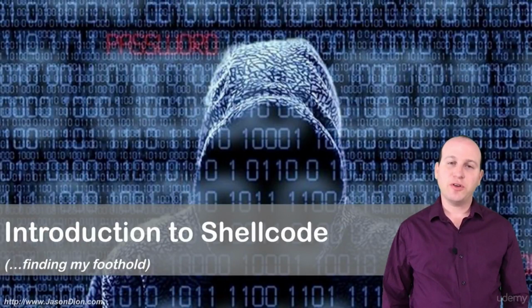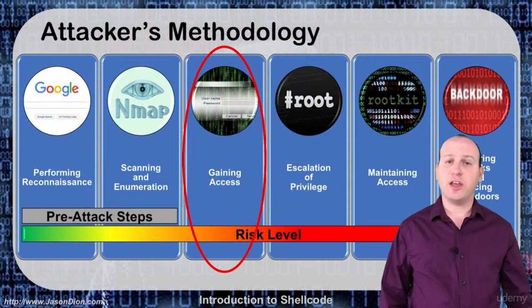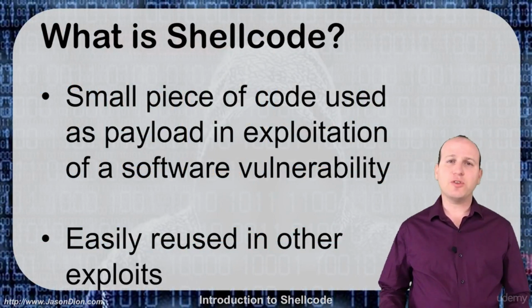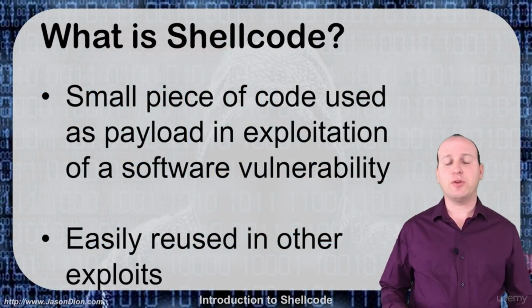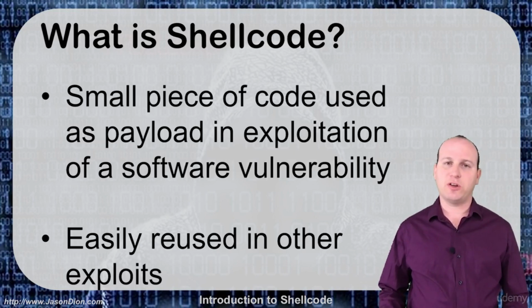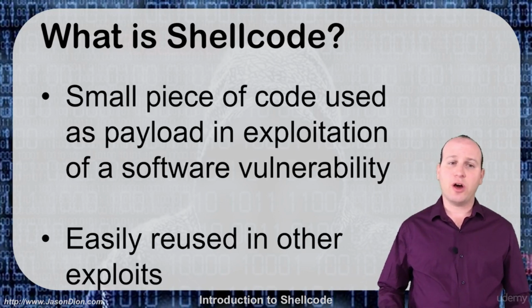Introduction to shellcode. So in this lecture we're going to discuss what shellcode is and why that's important to us in our gaining access phase. So what is shellcode? Well, shellcode is a small piece of code that's used as a payload in the exploitation of a software vulnerability. So this is that exploit piece we talked about during our gaining access lecture. It's easily reused in other exploits as well, so we can use this over and over again.